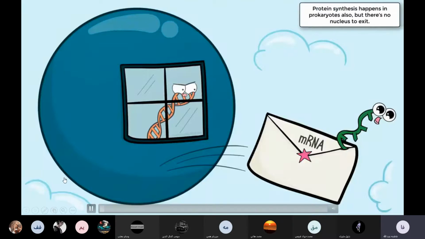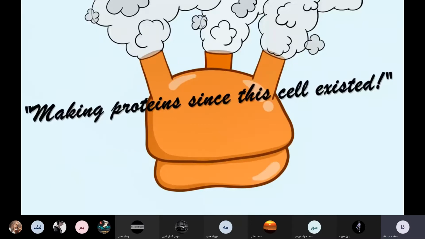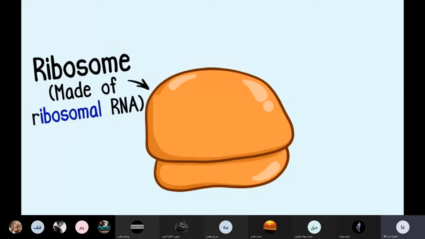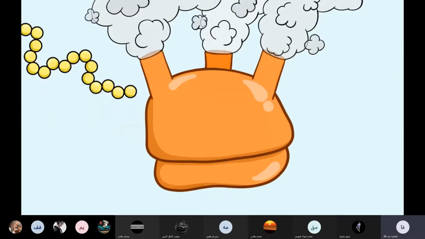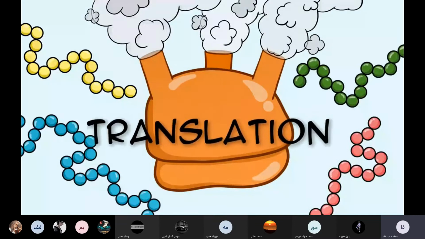Well, in eukaryotes, the mRNA can go out of the nucleus into the cytoplasm where it's going to attach to a ribosome. Ribosomes make protein. The ribosome is made of rRNA, and that's an easy one to remember because the R stands for ribosomal RNA. The ribosome is going to build our protein in the next step called translation.